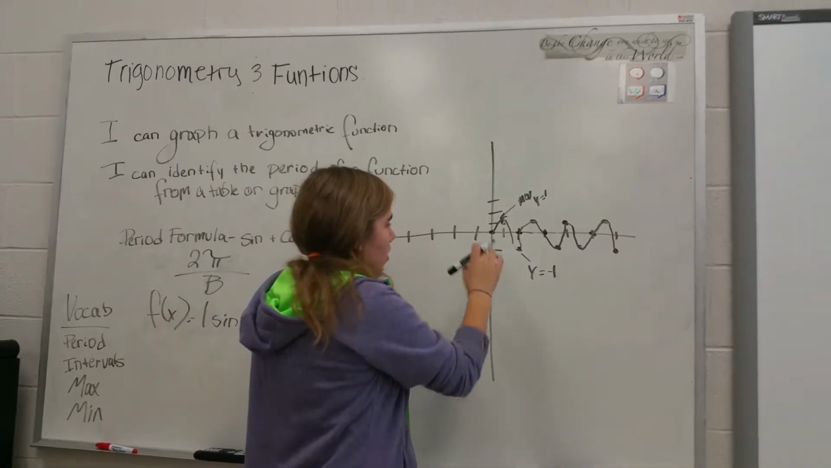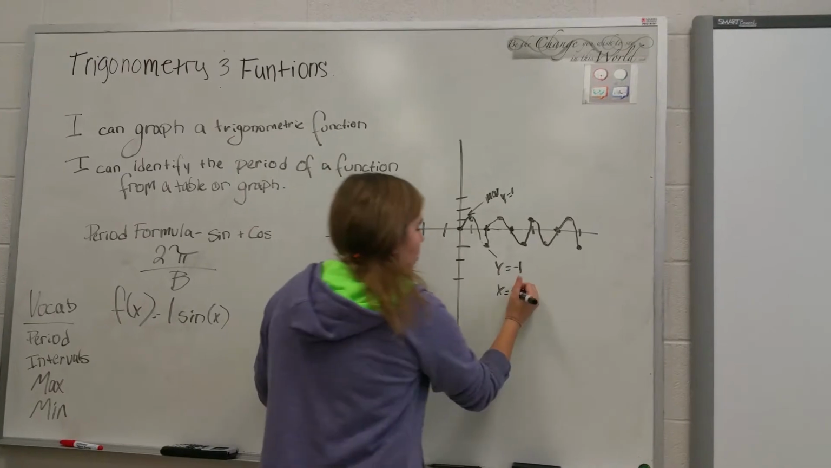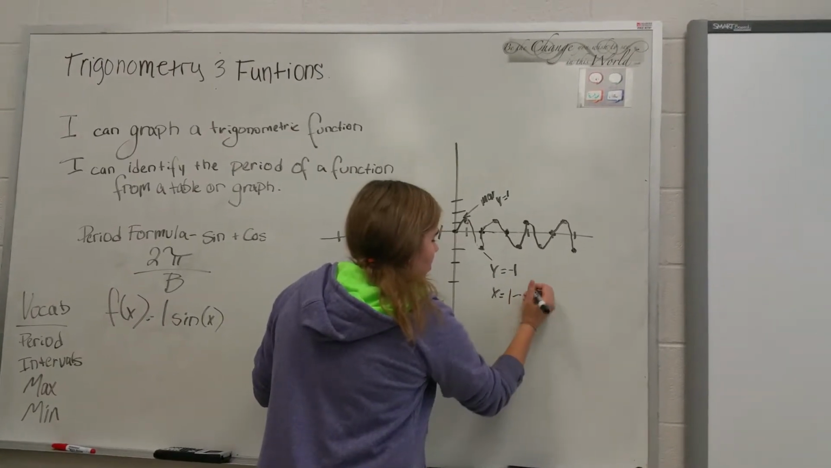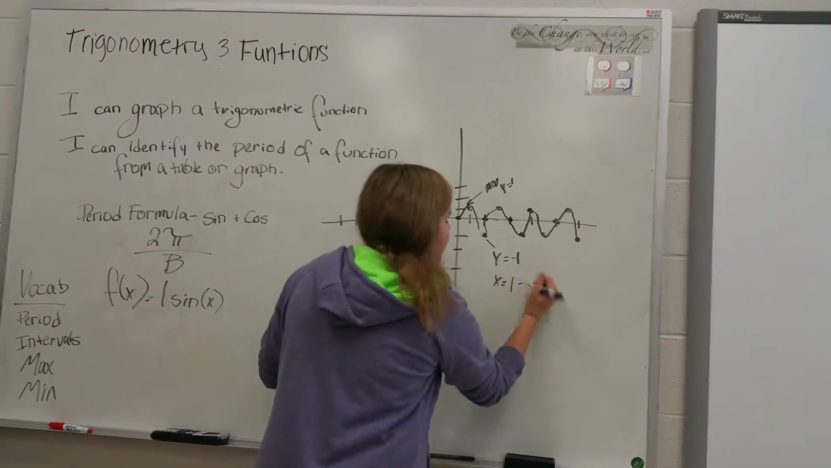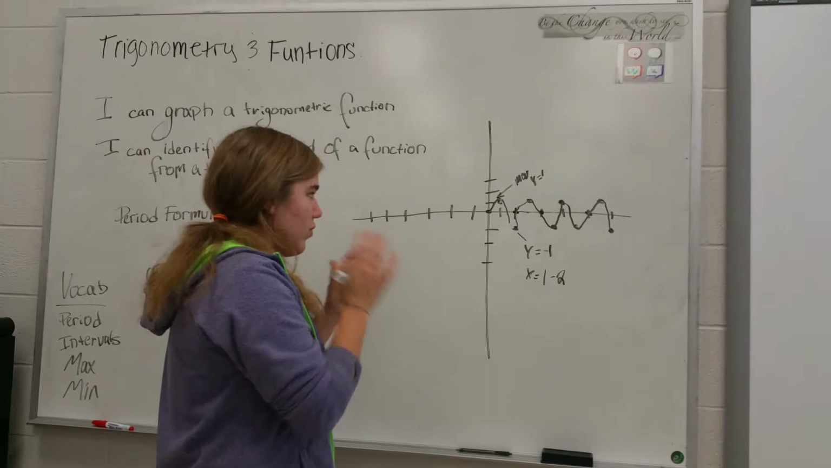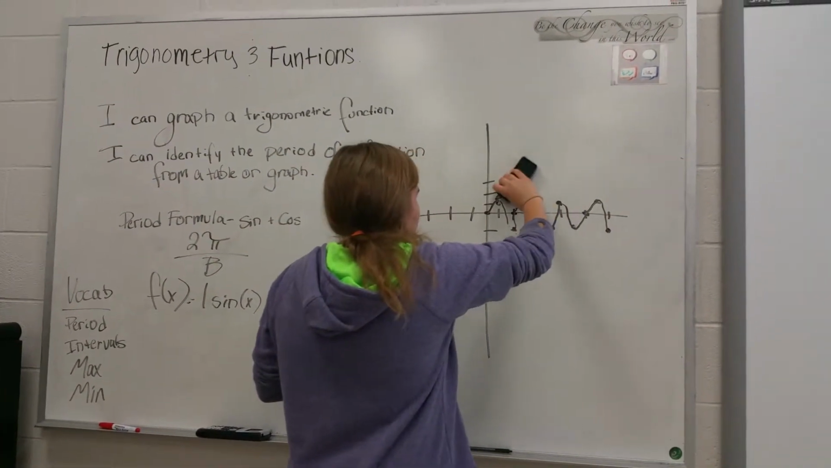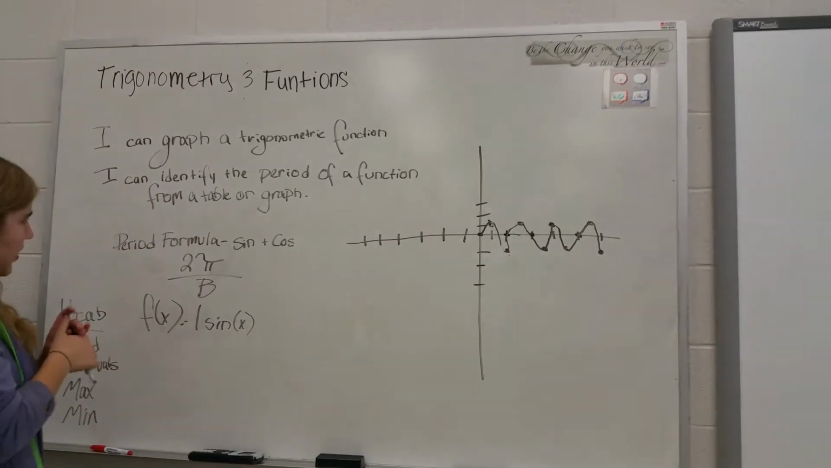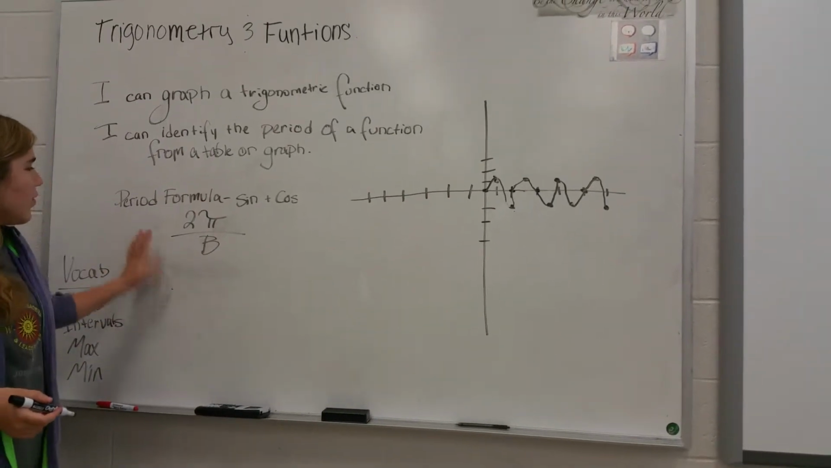So on here it would be x equals anywhere between 1 and 2. Any decimals, any places between 1 and 2. To find your period for sine or cosine, you use this formula.